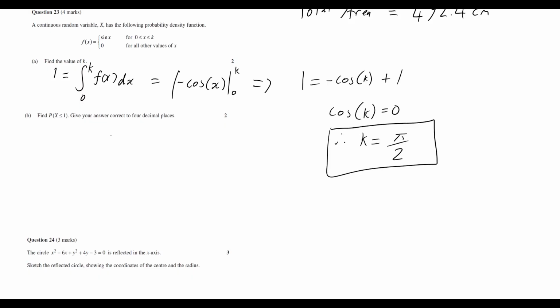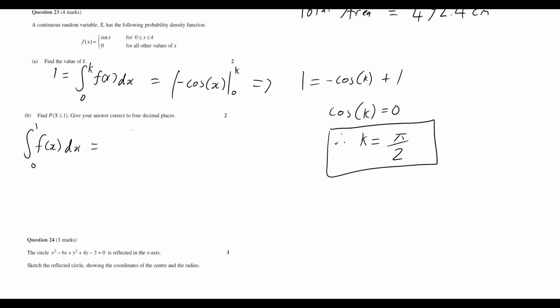Now on to part B. Find the probability that x is less than or equal to 1, and give your answer correct to 4 decimal places. Okay, so again, it's going to be the same sort of formula here, but now we don't know the area. So now we're just looking at the integral of f of x dx from 0 to 1.